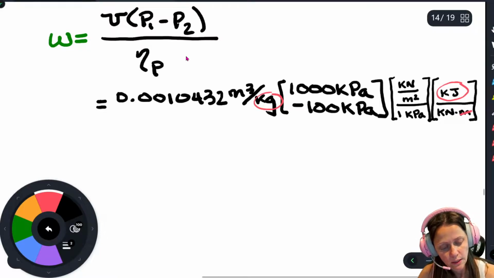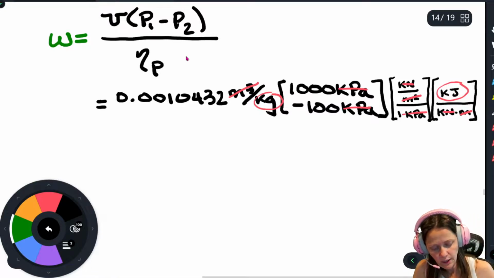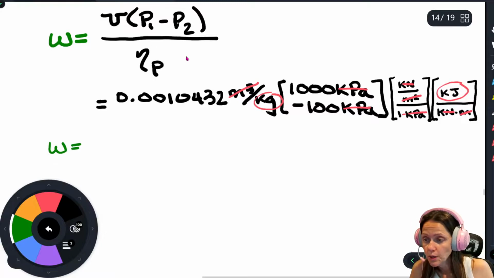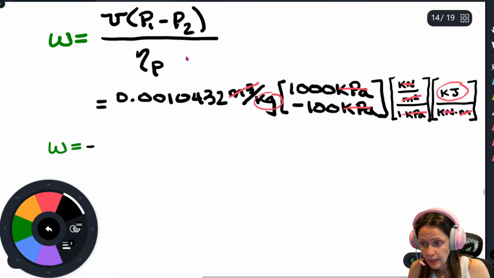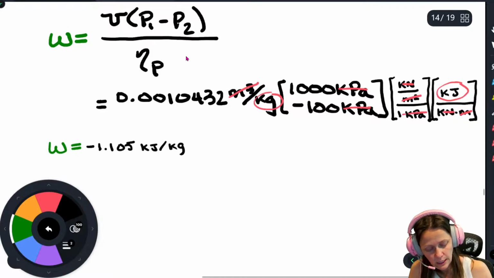That becomes meters cubed, which cancels out with that one. The kilopascals cancel out, kilonewtons cancel out. That should be correct. All right, and so I should be left with a work input. I've got negative 1.105, and this is in kilojoules per kilogram. And this is the work required for that pump. Box that guy.